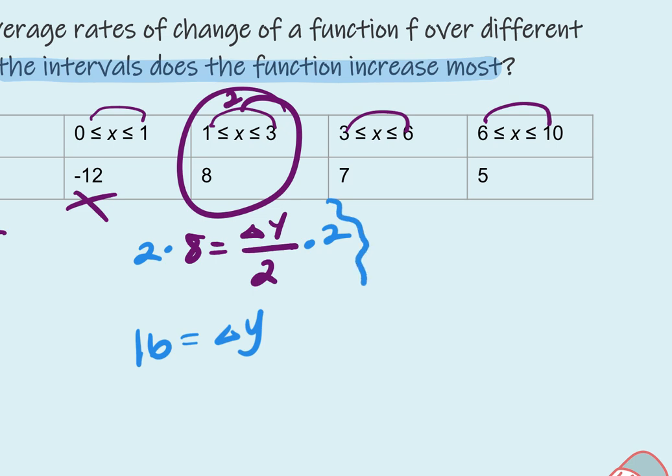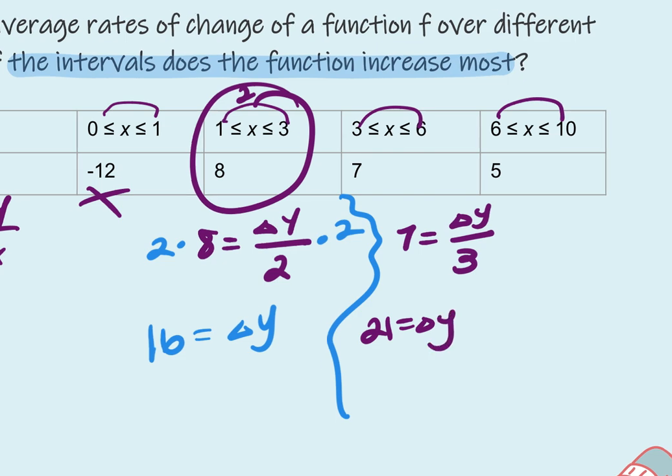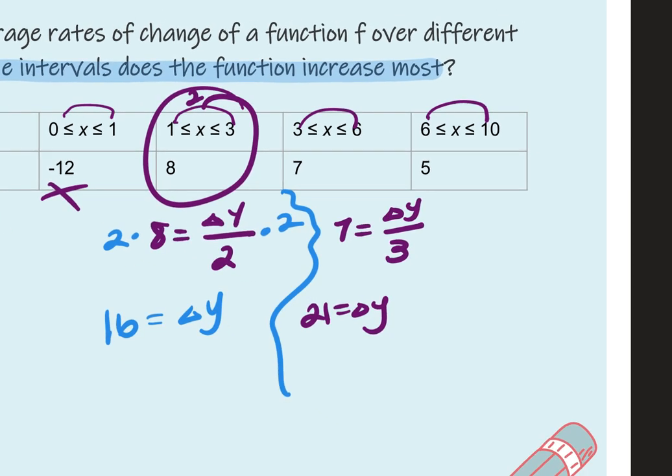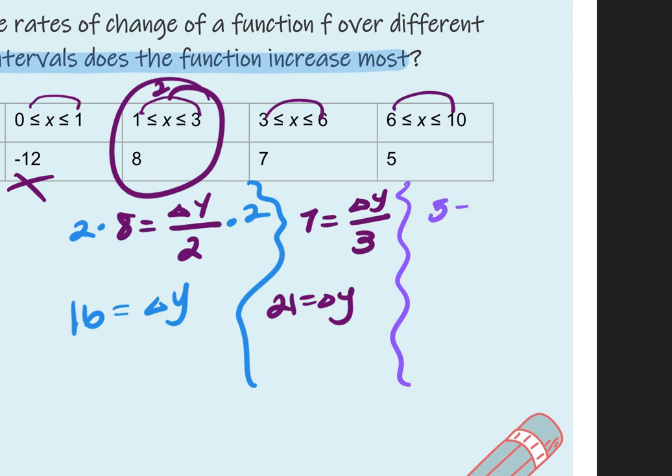Now go to the next one. This time, 7 is equal to the change in y over how many units? 3. So my change in y is what? 21. And the last one, my rate of change is 5. I don't know the change in y. How many units did it change? 4. So that means my change in y is 20.